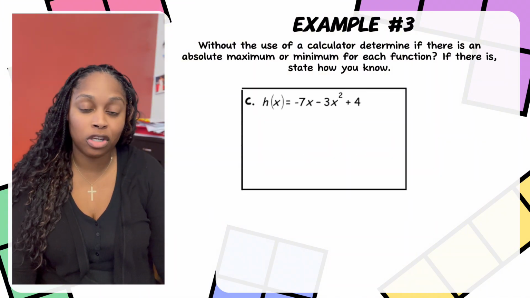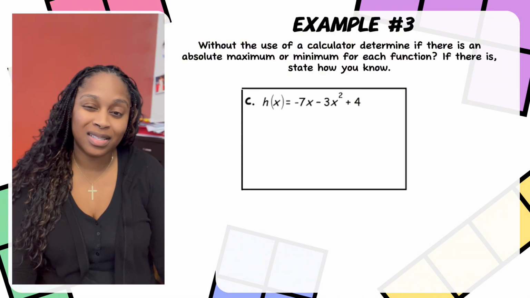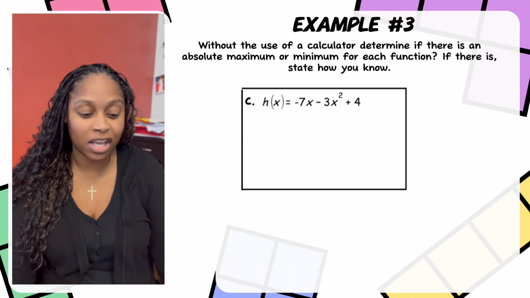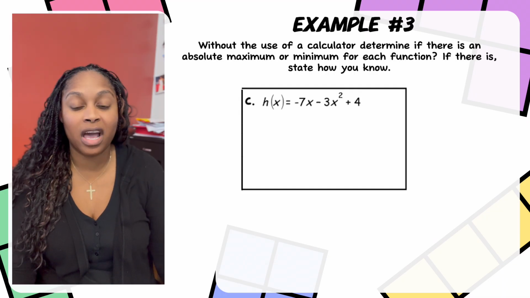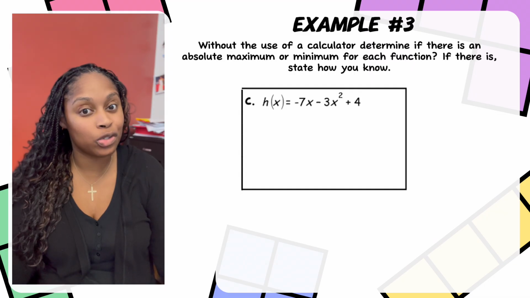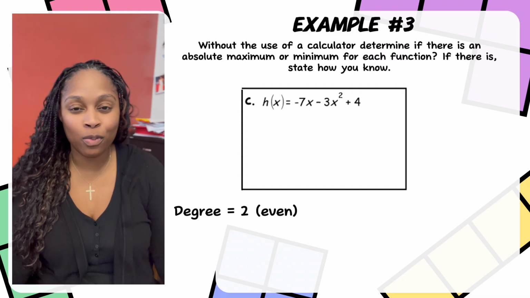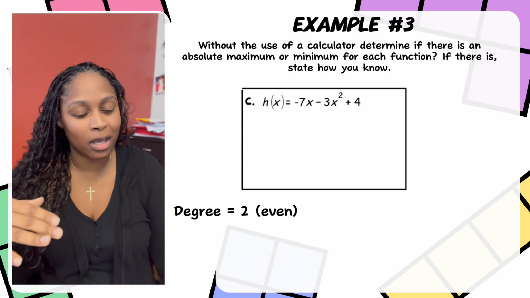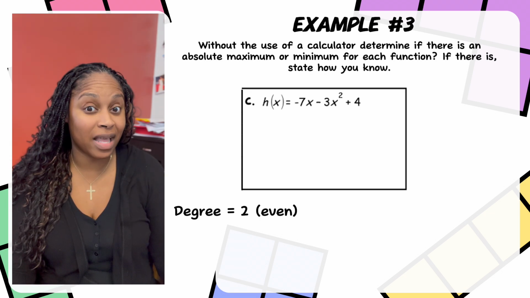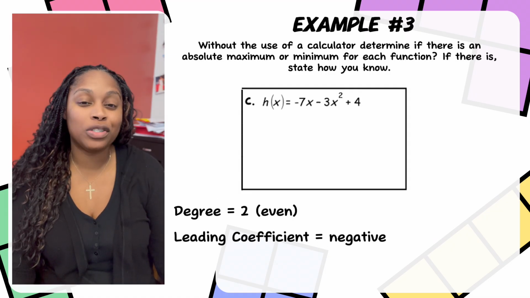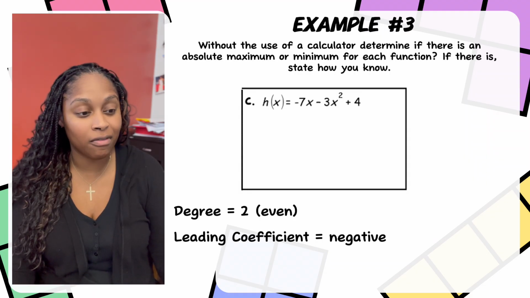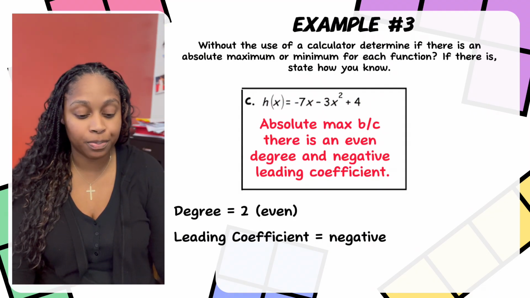So for question C, I'd like you to try this one on your own. Question C says h of x equals negative 7x minus 3x squared plus 4. This is not in standard form, so I have to be careful when identifying my degree. I see that the greatest exponent is 2, which means my degree is 2, and that's going to be an even polynomial, which means I must have an absolute max or min. Now we need to look at the leading coefficient. So I see that my leading coefficient is -3, and it's negative, which means since my polynomial has an even degree and the leading coefficient is negative, I'm going to have an absolute max.